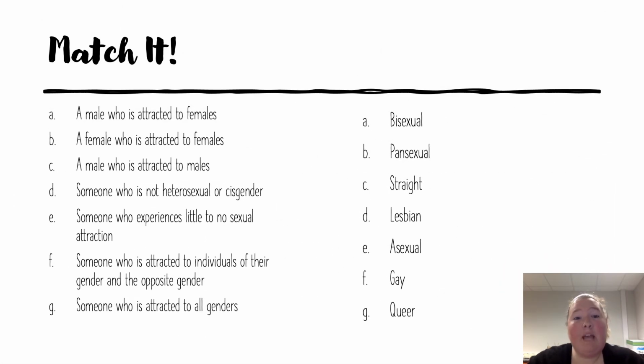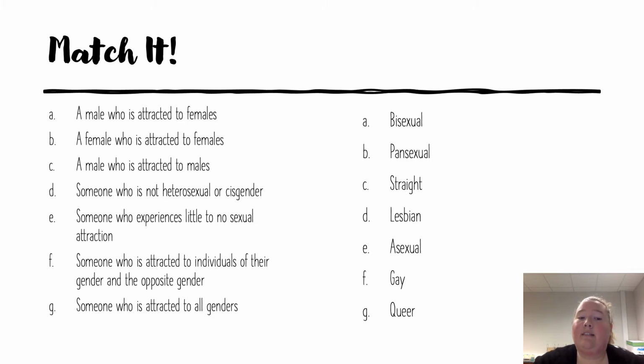Alrighty, on a scrap sheet of paper, I want you to try to match the definitions to the sexual orientations. So a male who is attracted to females. Think about the options and what term goes with that definition. And then a female who is attracted to females. A male who is attracted to males. Someone who is not heterosexual or cisgender.